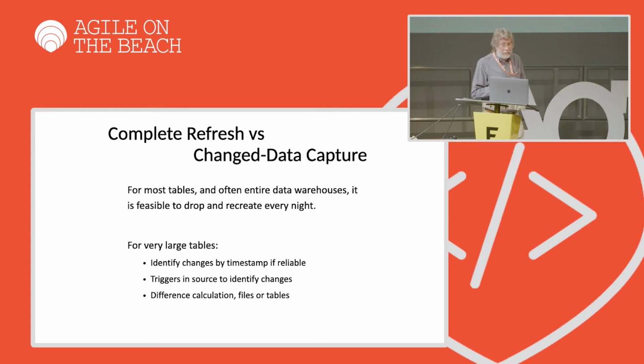So for very large tables, if it's got a timestamp on the record, like the last time it was changed or when it was inserted or when it was deleted, then you can use that to select out the ones that have changed in the time period that you're interested in. If you haven't got that and you can get into the back-end database and add a trigger, then you can have a trigger which records when each record changes. It's an automatic database thing. You just define it and it will make sure that you've got a record of all the ones that changed and when they changed. If you can't do that, then you can do some kind of difference calculation.